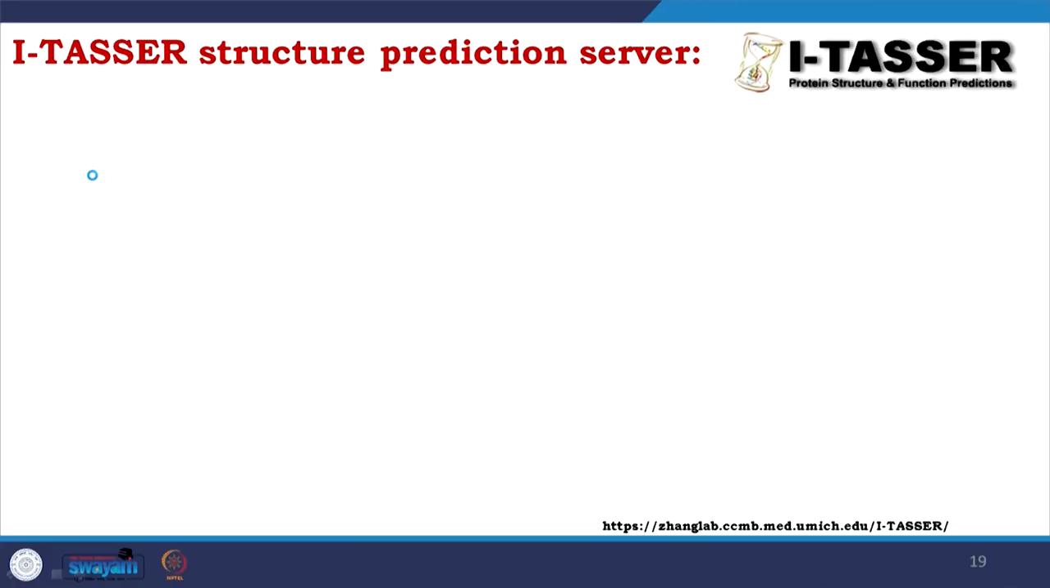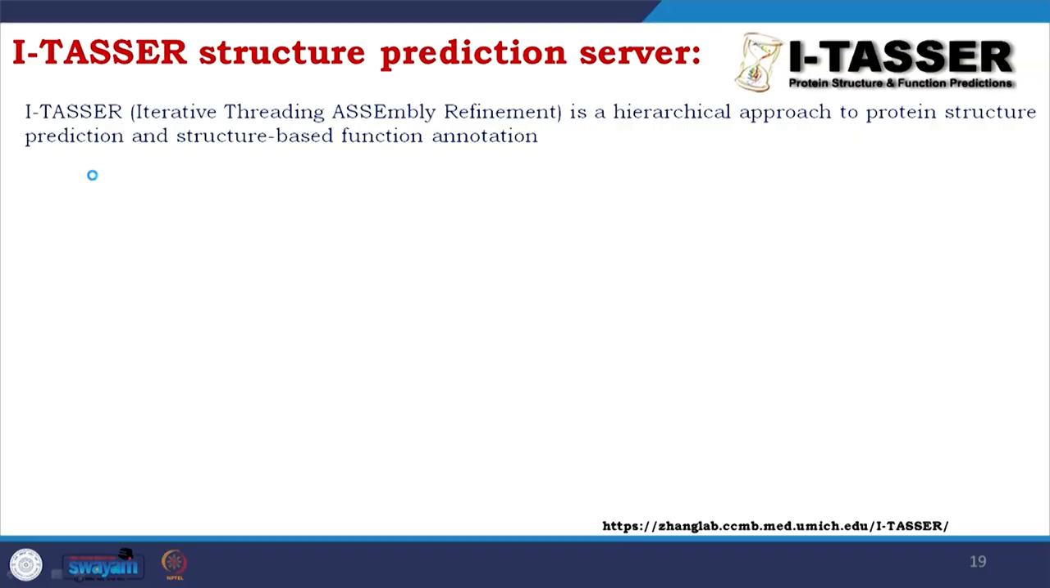To start with ITASSER, because you remember it was there in the top ranking. What is ITASSER and how does it work? Why is it called ITASSER? Iterative, the I comes from there, threading, assembly, refinement. So, it comes from iterative I, threading T, assembly refinement, ITASSER. It is a hierarchical approach to protein structure prediction and structure-based function annotation. So, it not only predicts the structure, after predicting the structure, it correlates the structure to the function.